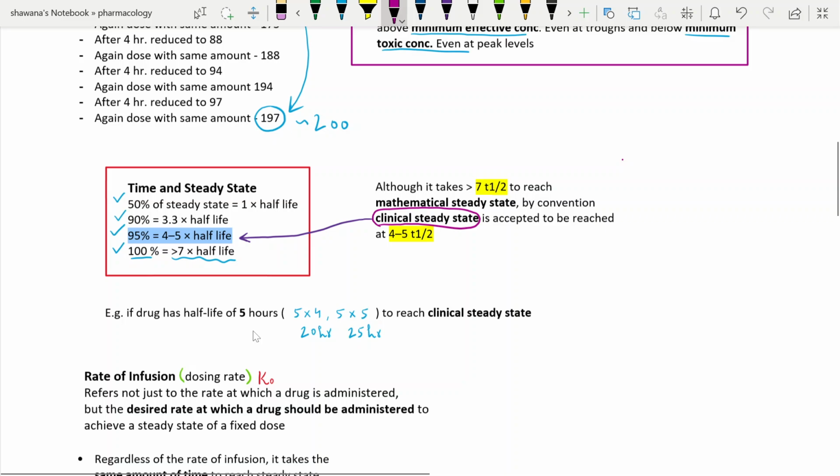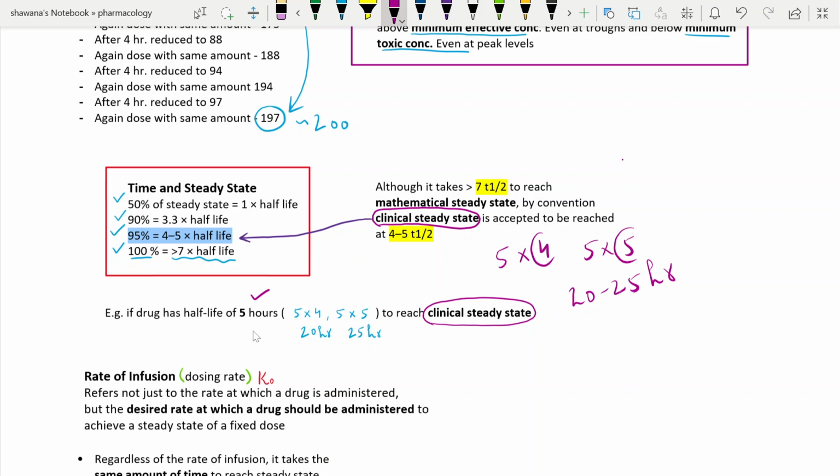For example, if a drug has a half-life of 5 hours, and we are administering that drug again and again, maintaining that dose, in how much time will it reach the clinical steady state? It will reach the clinical steady state in 4 or 5 half-lives, so it is approximately 20 to 25 hours. So it is very important to understand the concept of the clinical steady state.